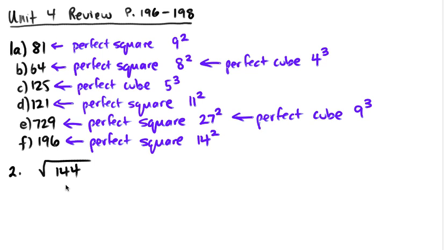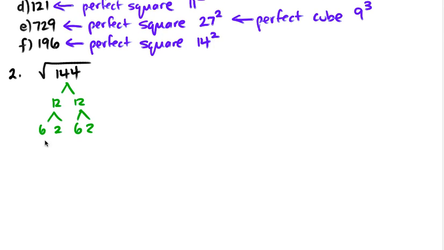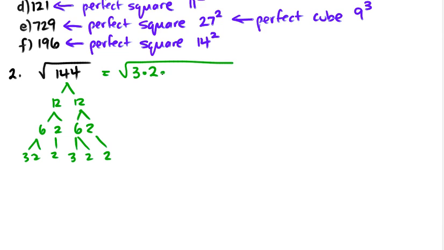Evaluating a number with prime factorization is equivalent to making a factor tree. So if you know 144 is 12 times 12, which is 6 times 2 and 6 times 2, and you continue to do this process, you get 3 times 2 times 2 times 3 times 2 times 2. You can write that 144 is equivalent to all of these factors. And now we look for partners.